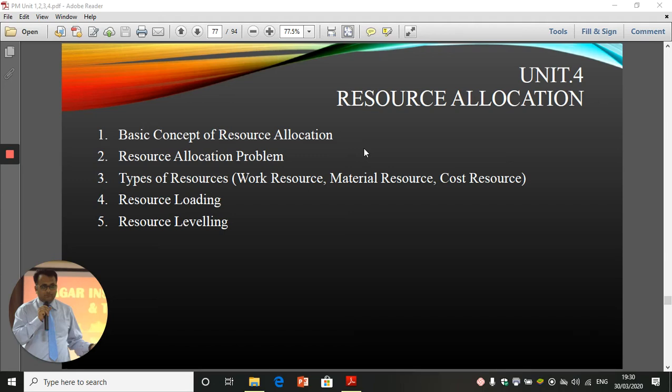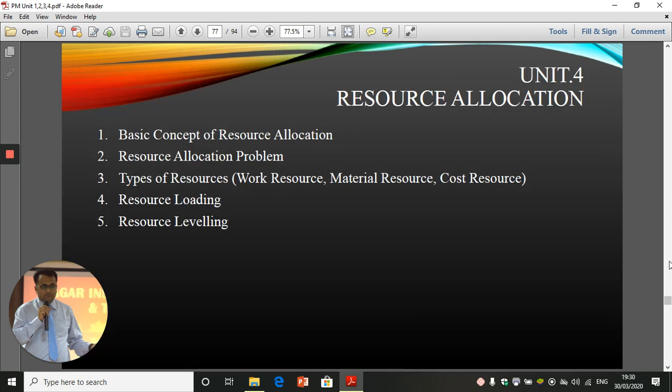There are five topics in resource allocation: basic concept of resource allocation problem, types of resources, work resource, material resource, cost resource loading, and resource leveling. So these are the five topics we'll be discussing.